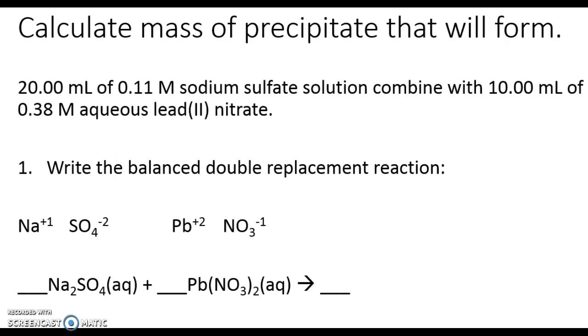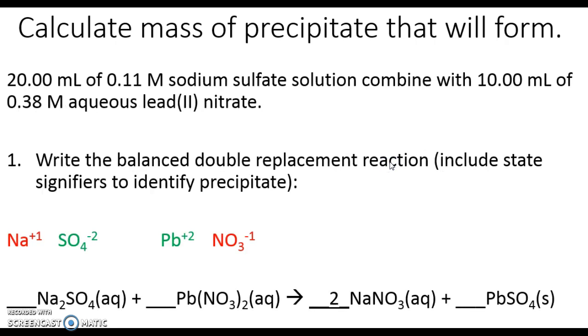Since sodium sulfate is described as a solution, its physical state signifier is AQ, and since we're told it's aqueous lead 2 nitrate, it's also AQ for its state signifier. So we balance out the charges of each of the reactants and we include the state signifiers for each reactant.